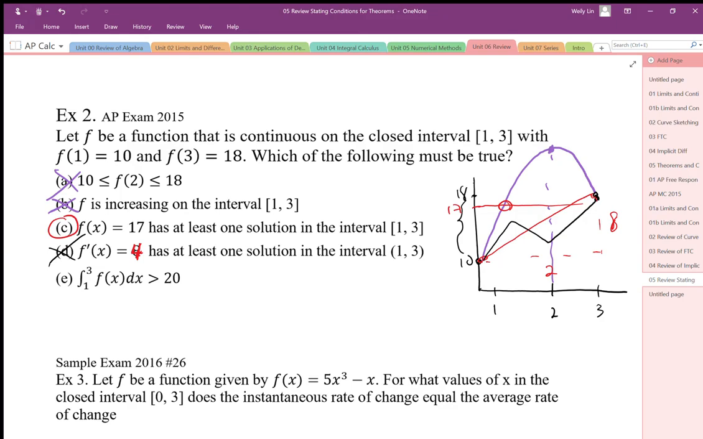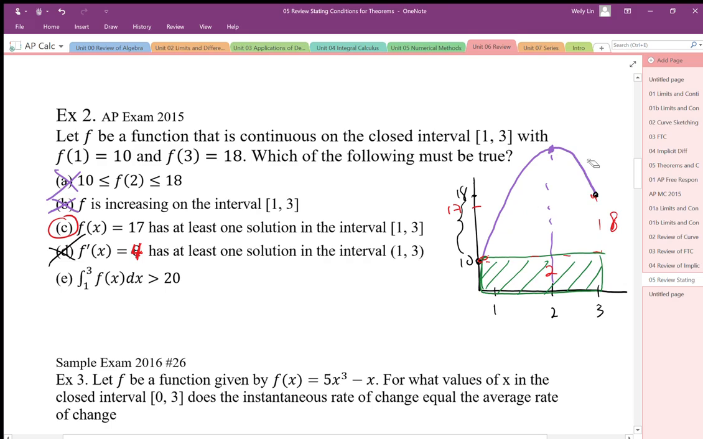And the last one here says the area under f of x is greater than 20. What that is relating to is this issue here. This area here is 20. And it's saying that this function must have an area greater than 20. Well, that's not necessarily true.